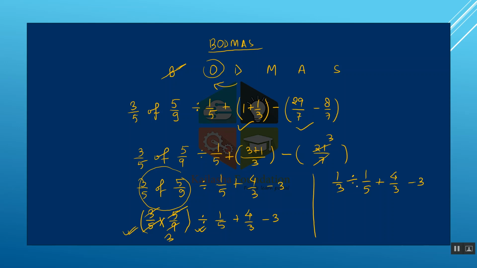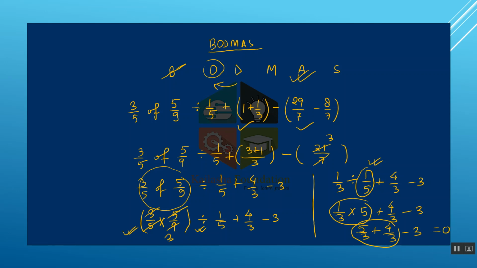Now this division will be changed by multiplication sign when we take reciprocal of this, that is 5. Now this is 5 by 3 plus 4 by 3 minus 3. Now after division and multiplication we'll do addition at first. Addition, this is 5 by 3 plus 4 by 3, that is 9 by 3, that is 3, and thereafter 3 minus 3 remains, that will be 0. Okay, so this is BODMAS.